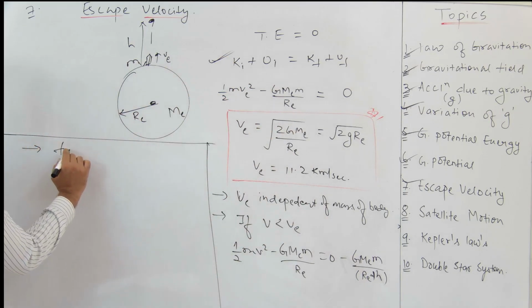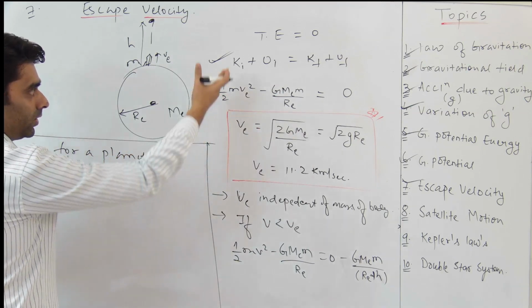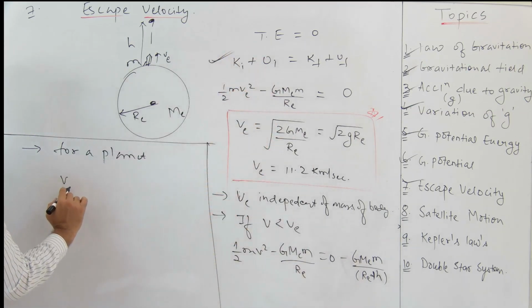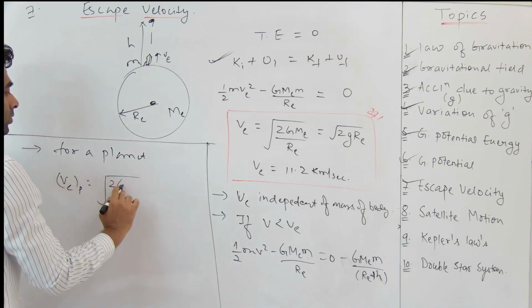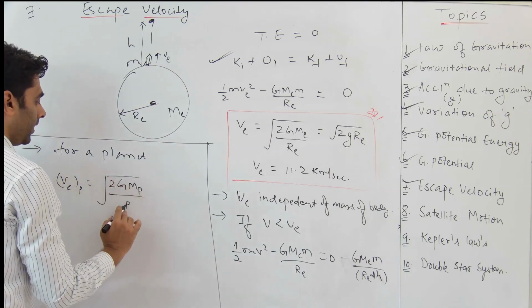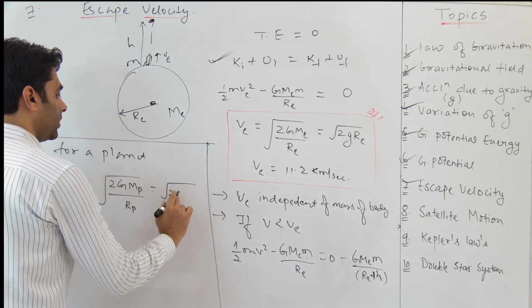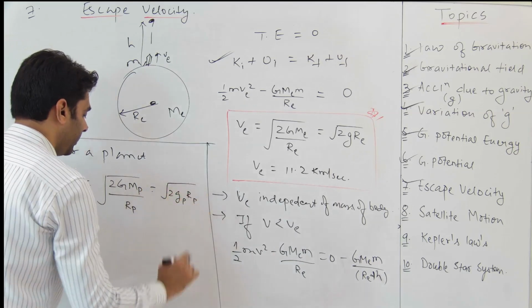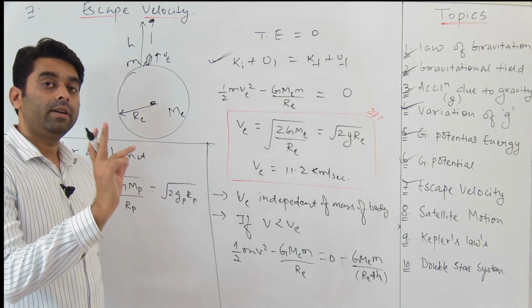For a planet, if we have to write the result, basically this same calculation will be done. Escape velocity for a planet can be written as root over 2GM of planet by radius of planet, right? In terms of this we can also write root over g of planet into radius of planet. Fine. Also you can remember the escape velocity result in terms of density.